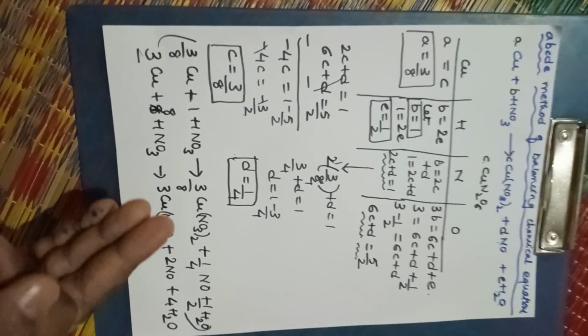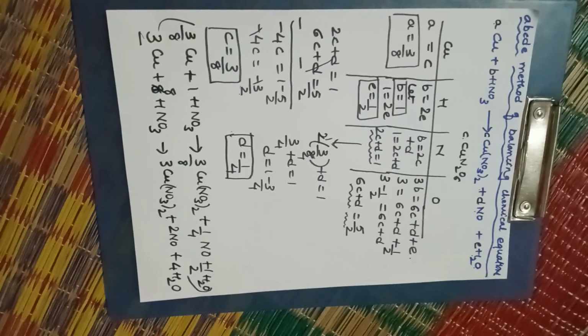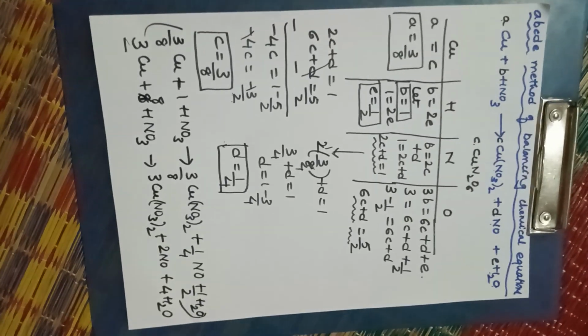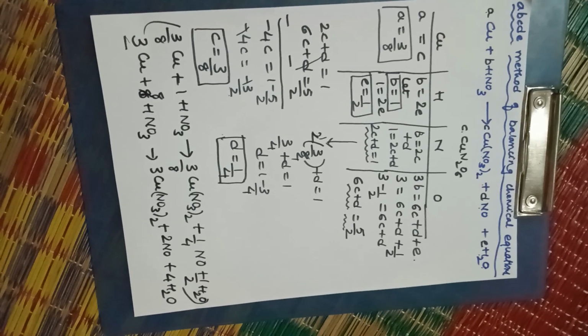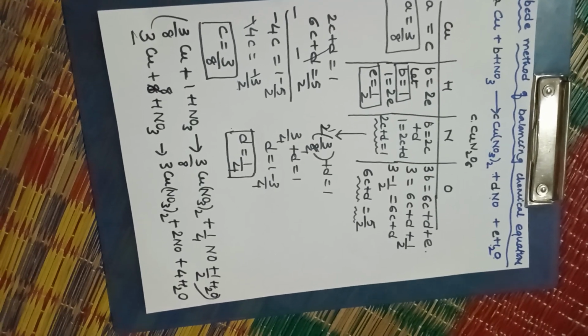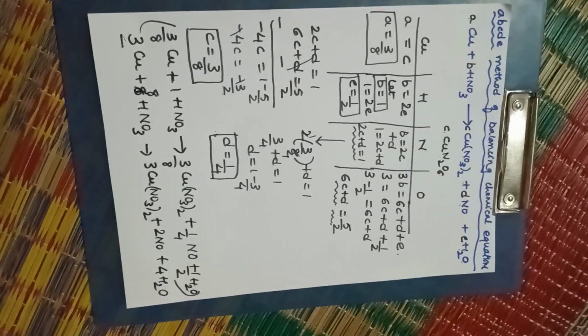I hope you have understood this method, the abcd method. This method can be used to balance other chemical equations as well. Now you may feel that we have consumed a lot of time to balance this chemical equation, but it will not be the case as you get used to this method. In fact, this method will be much easier than the hit and trial method.